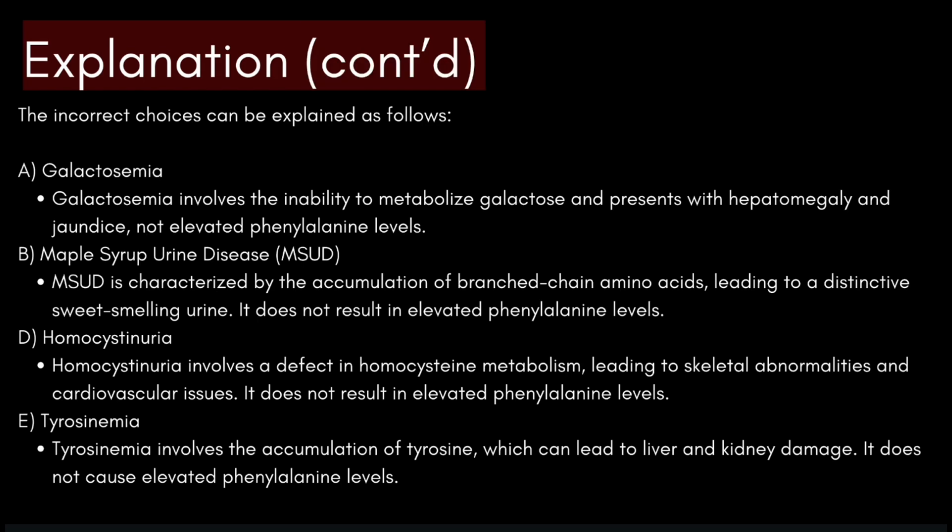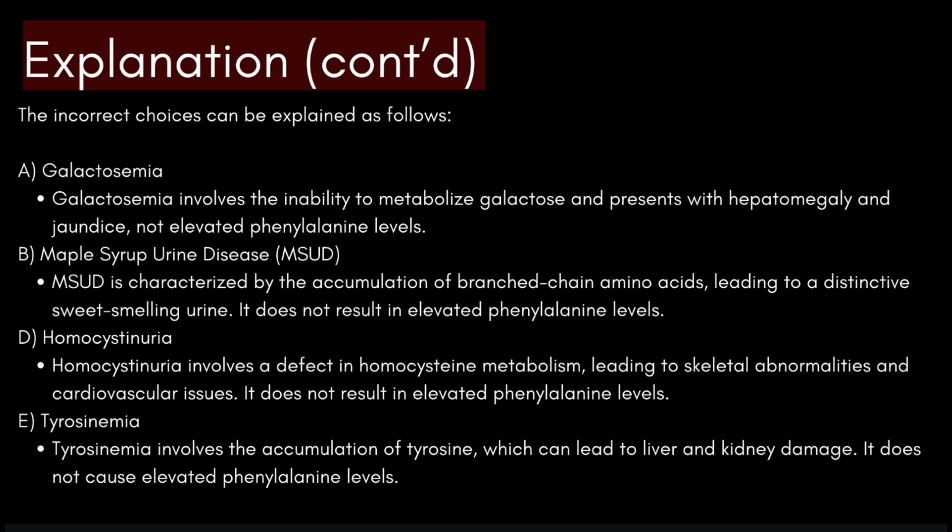Galactosemia involves the inability to metabolize galactose and presents with hepatomegaly and jaundice, not elevated phenylalanine levels. Maple syrup urine disease is characterized by the accumulation of branched-chain amino acids leading to a distinctive sweet-smelling urine. It does not result in elevated phenylalanine levels.